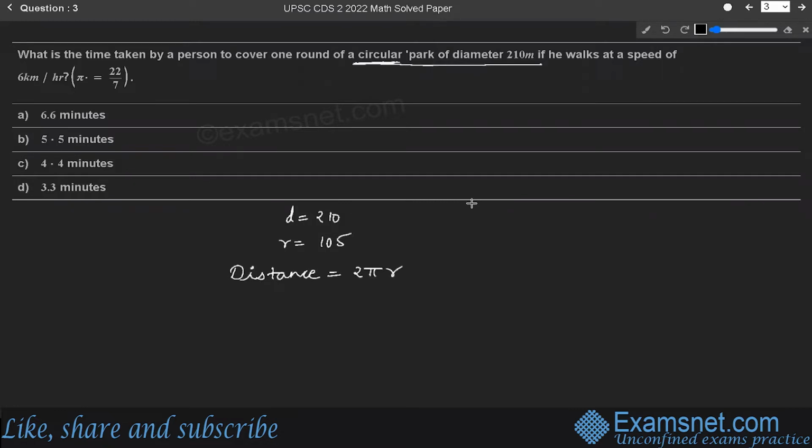It is also given in the question that take pi equal to 22 by 7. So 2 into 22 by 7 into 105 will be equal to 44 into 15. Let it be this only. Now we have to find the time and we have the distance and the speed. Speed is 6 kilometer per hour. But first let us convert it into minutes because the options are in minutes.